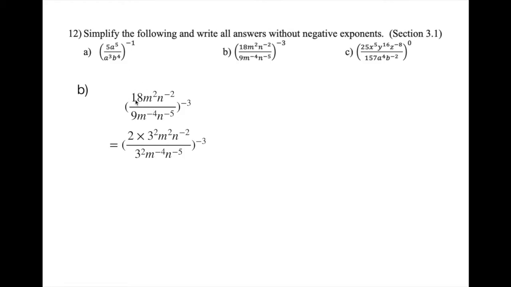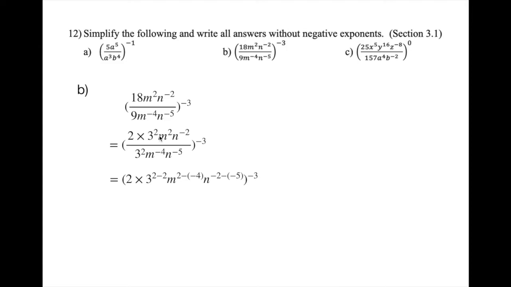So 18 will become 2 times 3 squared. We will use only prime numbers. For down here, 9 will become 3 squared. So the next step, again, we want to simplify that.